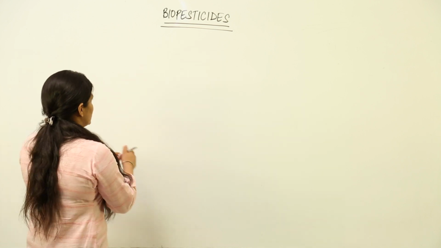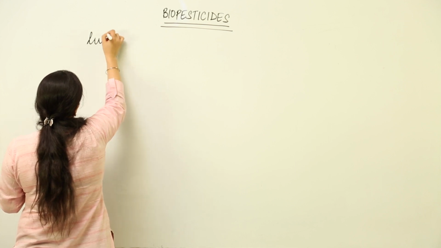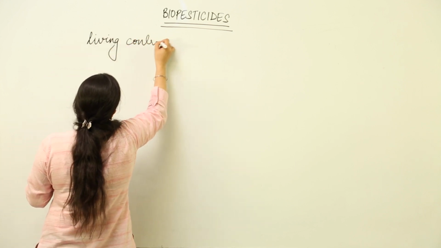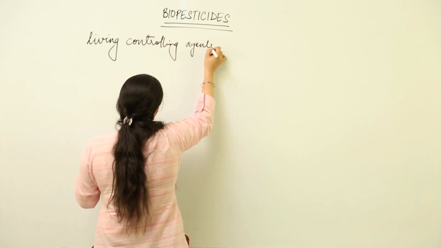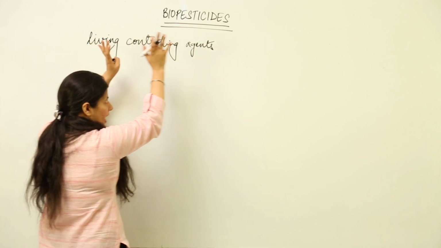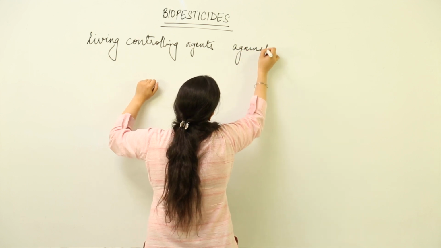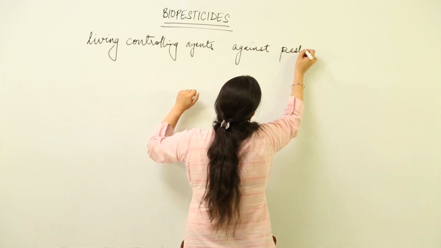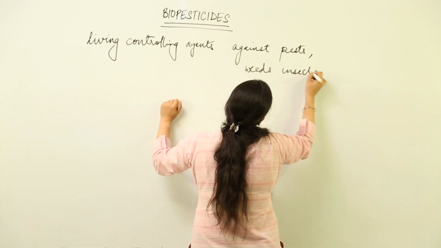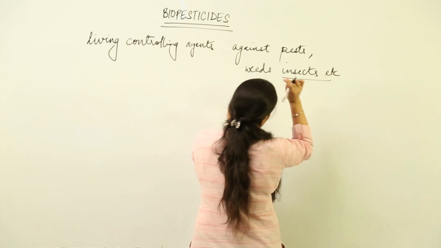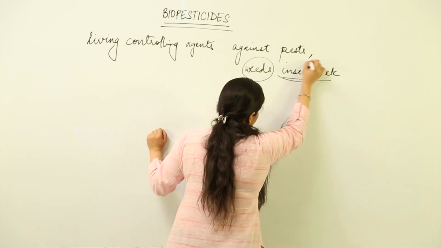Now, what are biopesticides? Biopesticides are living controlling agents. They are those living organisms which act as controlling agents against pests, weeds, insects, etc. Now, we are going to deal with weeds and insects.